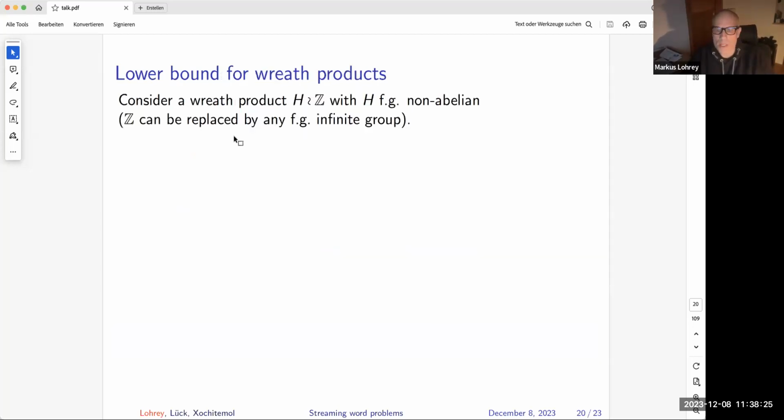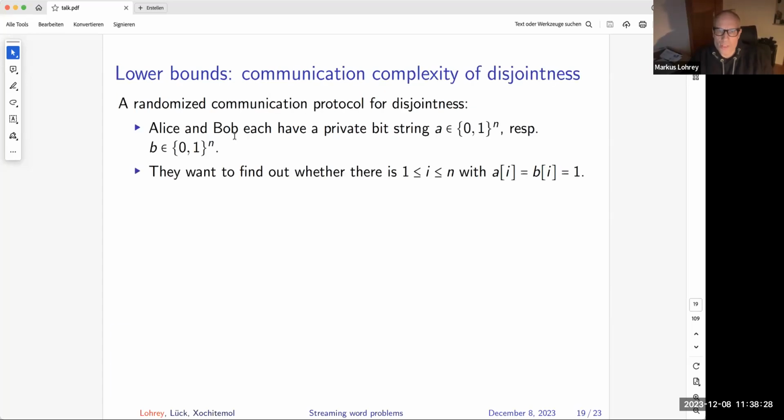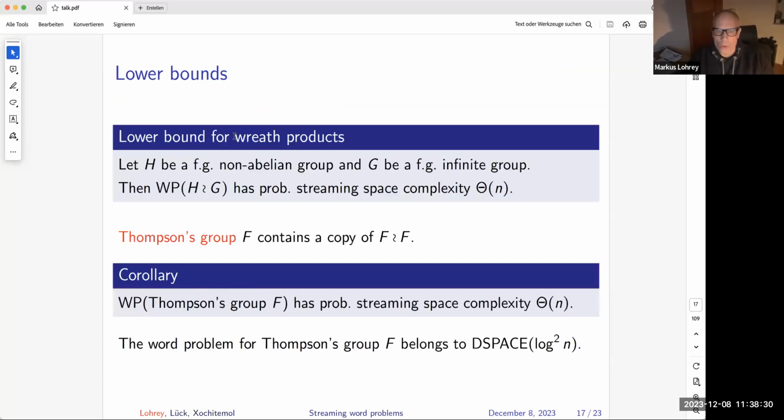And that's what we use in order to prove all these results I mentioned before on these lower bounds on the probabilistic streaming space complexity of groups like Thompson's group or Reith products. Basically, the argument is always the same. If we have a probabilistic streaming algorithm for, for instance, Thompson's group F, then we can misuse it to get a protocol for the disjointness problem.